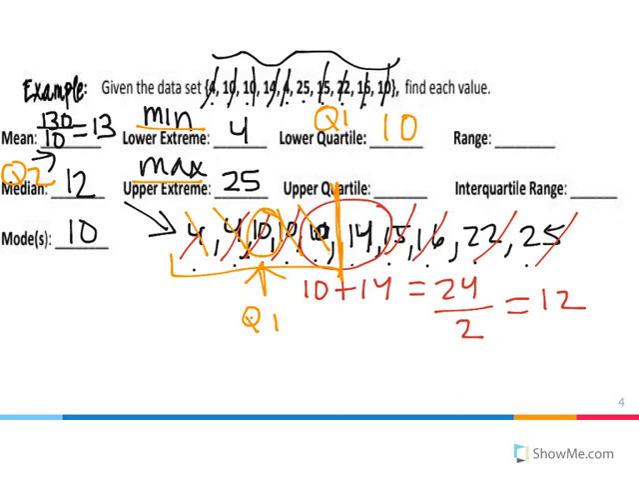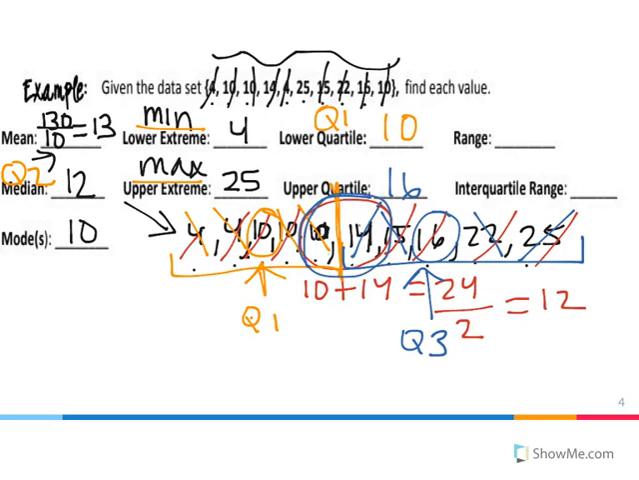Then in order to find my Q3, I now need to find the median of this value. Again, since I have two numbers in the middle, I'm going to include those when I'm crossing off. And then my number is 16. That is now my quartile 3. If you guys were only to have one number in the middle here, you would not include it when you're crossing off and finding your quartile 1 and your quartile 3.